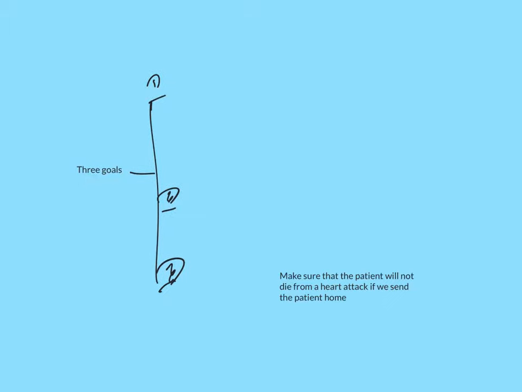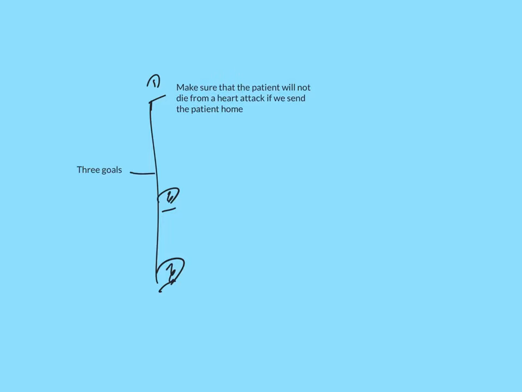So we're going to briefly go over the 3 goals of these videos and the methods by which we're going to obtain those goals. All right, goal number 1, goal number 2, and goal number 3. The first goal that we mentioned earlier is probably one of the most important, which is to make sure that the patient does not die from any sort of myocardial event, or in layman's terms, from a heart attack, when we send the patient home.